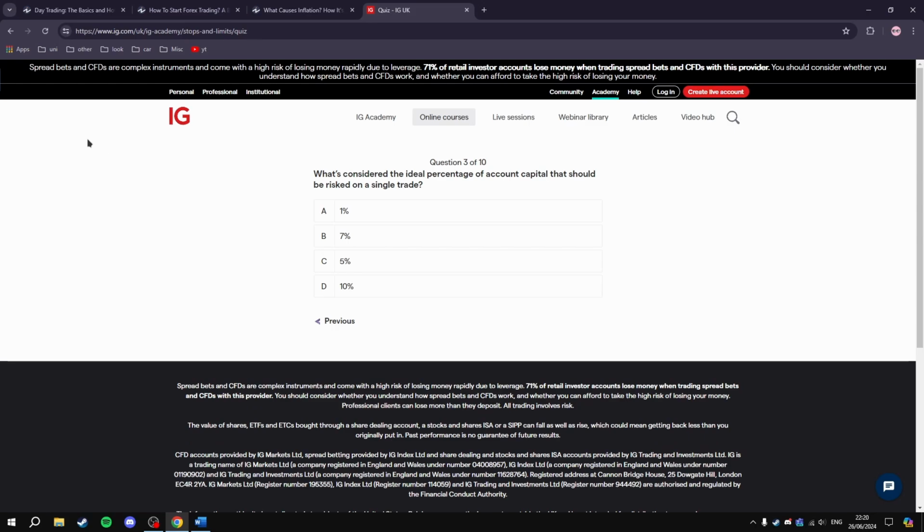What's considered the ideal percentage of account capital that should be risked on a single trade? 1%.